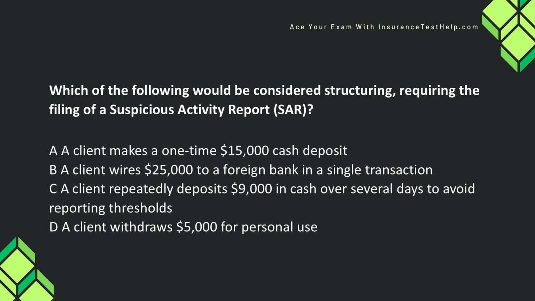Which of the following would be considered structuring, requiring the filing of a suspicious activity report, SAR? A, a client makes a one-time $15,000 cash deposit. B, a client wires $25,000 to a foreign bank in a single transaction. C, a client repeatedly deposits $9,000 in cash over several days to avoid reporting thresholds. Or D, a client withdraws $5,000 for personal use.